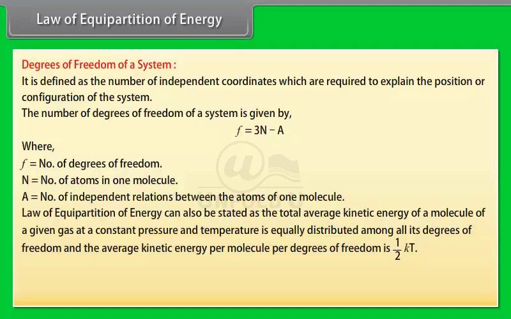Law of equipartition of energy can also be stated as the total average kinetic energy of a molecule of a given gas at a constant pressure and temperature is equally distributed among all its degrees of freedom, and the average kinetic energy per molecule per degree of freedom is 1/2 kT, where T is the temperature of gas.